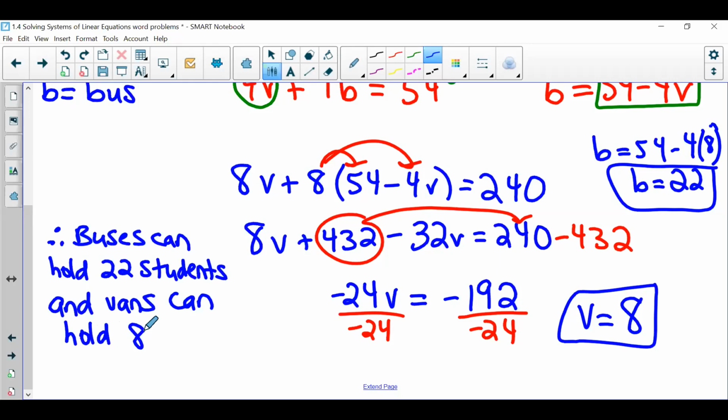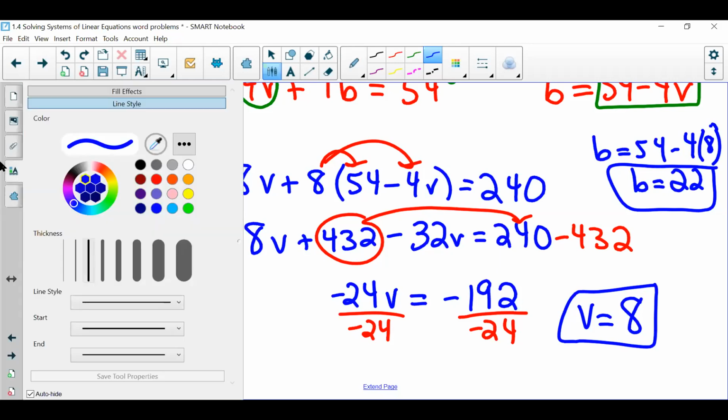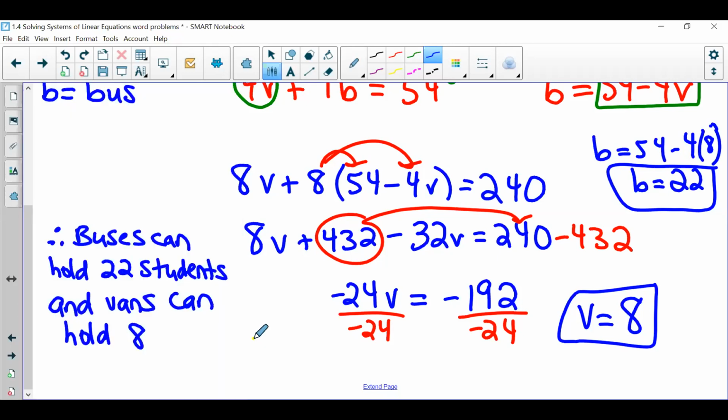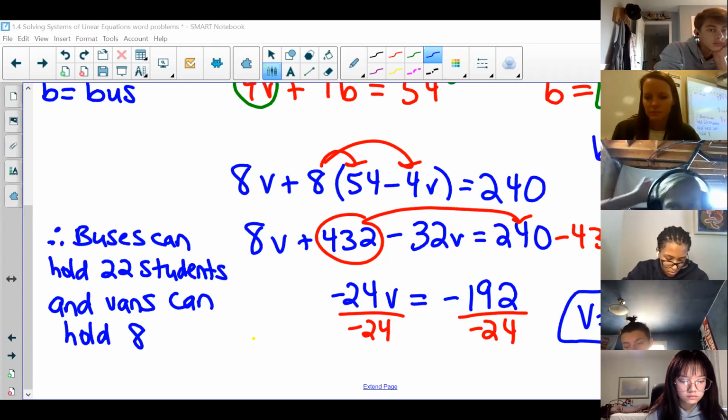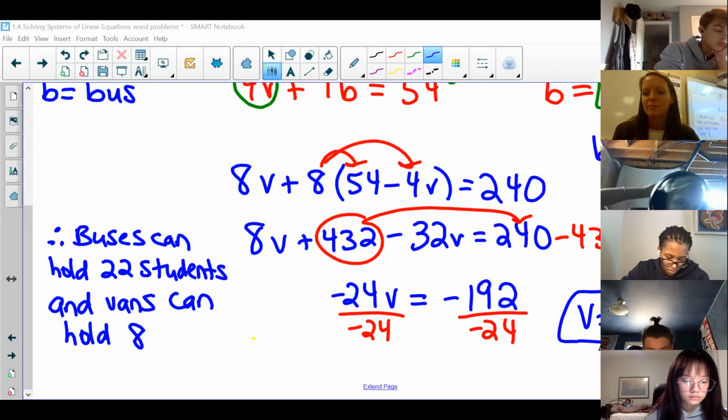I guess I should have checked our answers on each of these, but I could go and check 8 times 8 plus 8 times 22 and make sure that equals the 240 to make sure that we've done it correctly. Any questions on that one? Yeah, it's 240. Awesome. So I missed that step.